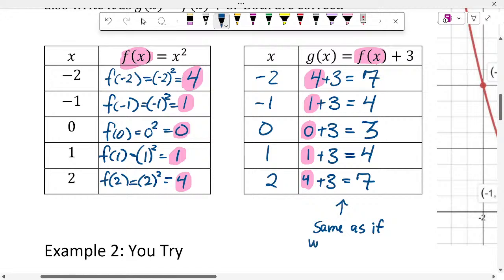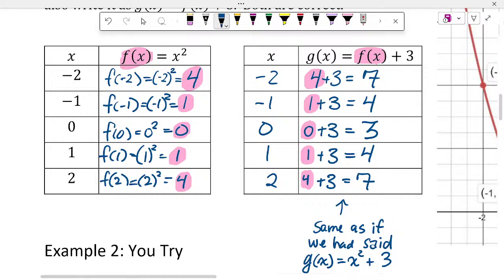Now, functionally, this is the same thing as if we had said, what's the other way we could write this? We could have said g of x is equal to what? What's the other version of this equation that doesn't refer back to f? x squared plus 3. Do we see how that's the exact same thing? Because what did f at x ask us to actually do? It asked us to take x and square it. So instead of writing f at x, we could have just written x squared, because that is what f at x does. Does that make sense?